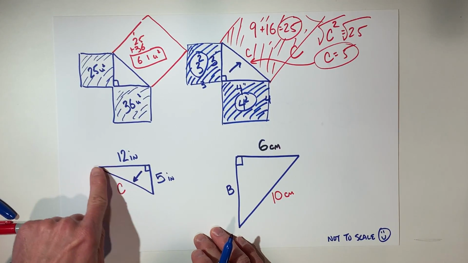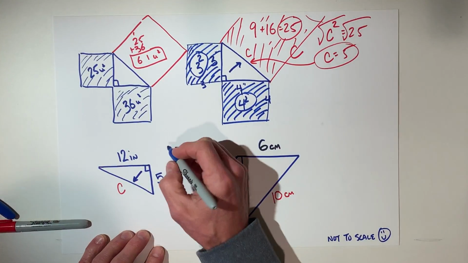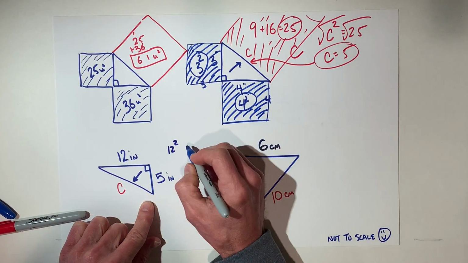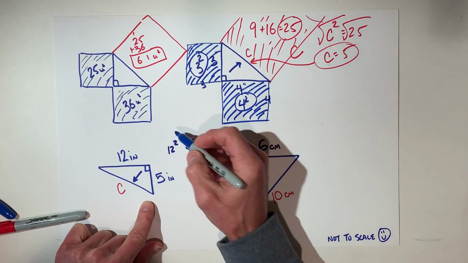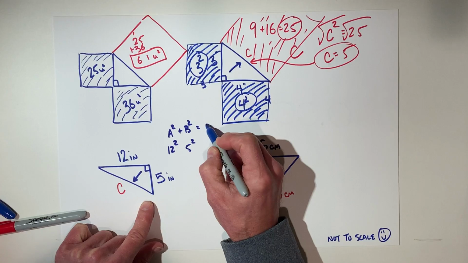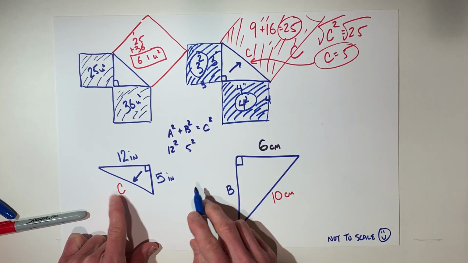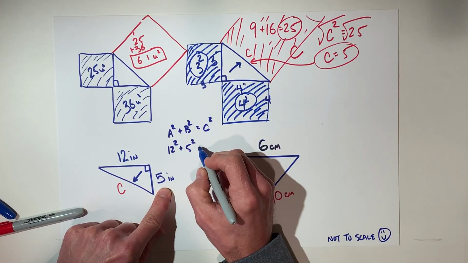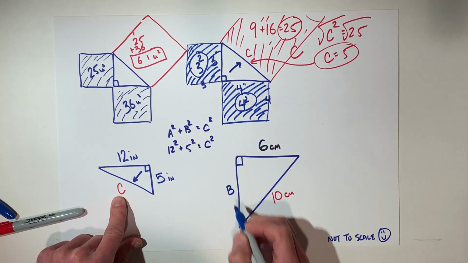So that means if I were drawing the picture, I would have the 12 by 12, or 12 squared. I would draw a square here, 5 by 5, or 5 squared. And the formula tells us that A squared plus B squared equals C squared. Now we normally do C in red, but we don't need to. So I have A squared plus B squared equals C squared.